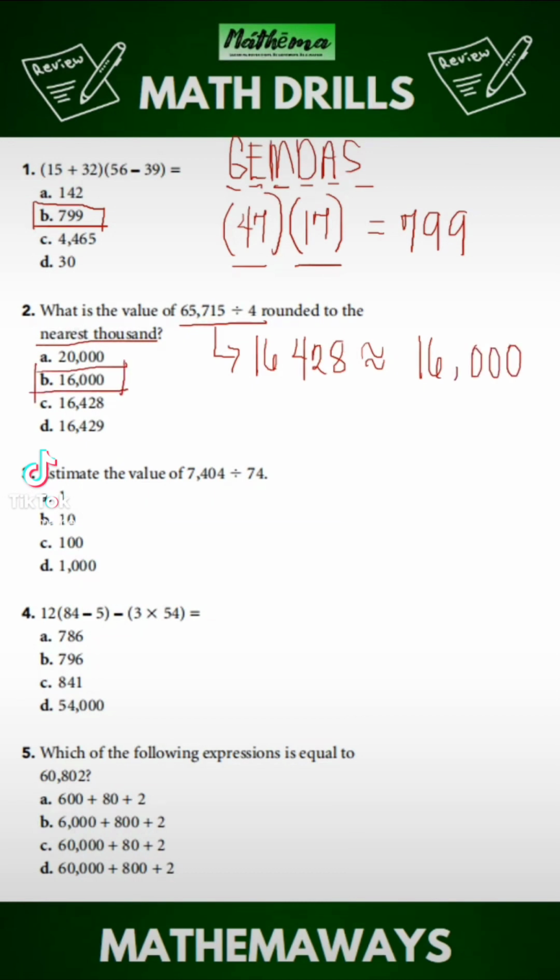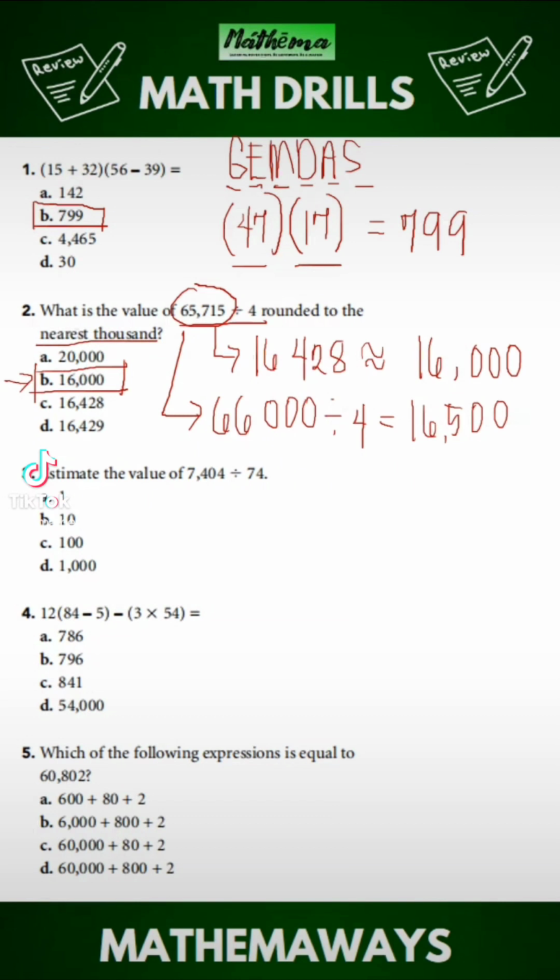Letter B. Another way of solving this is by rounding off your 65,715 to the nearest thousand, which is equal to 66,000. Dividing that by 4 will give us 16,500, wherein when you round it off, that will be 17,000. But on the choices that we have here, we don't have 17,000. The closest will be 16,000, which is also letter B.